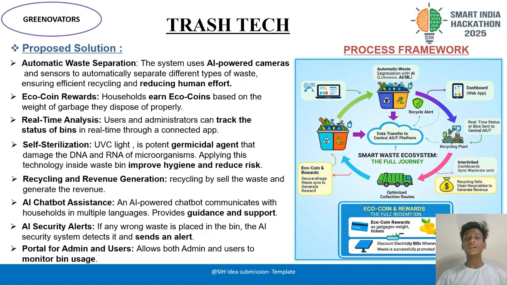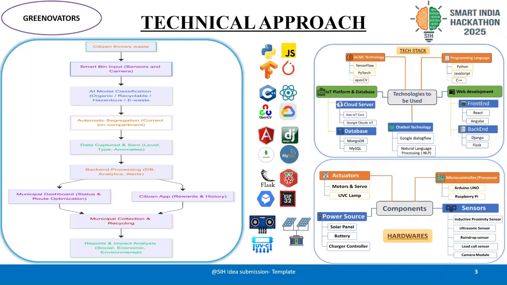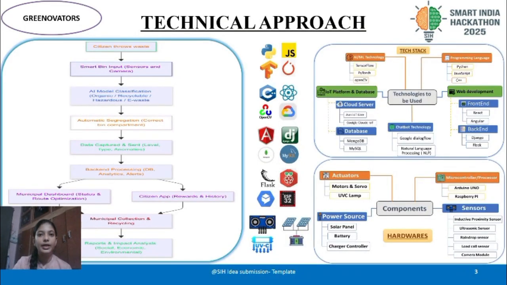Now let us begin with the next part, that is process framework. This process framework describes the flow of waste from its segregation to recycling and also how we can generate eco points and rewards through it. Now here we look at our technical approach. So we are using different types of sensors and camera modules to identify the type of waste in the bin.